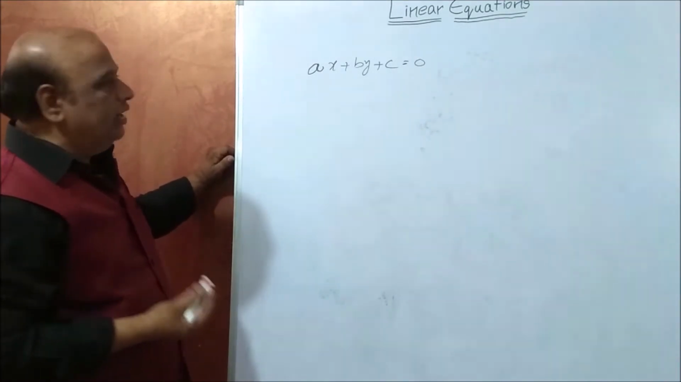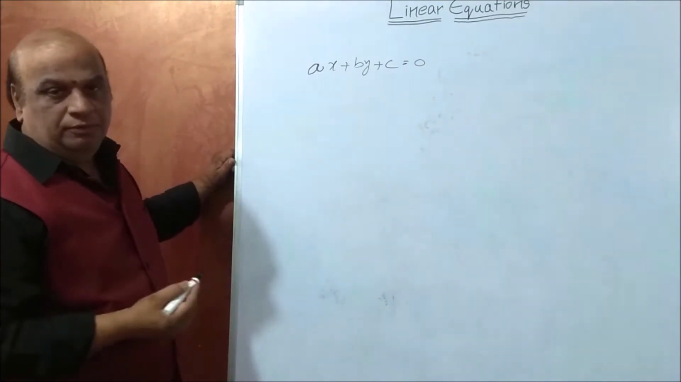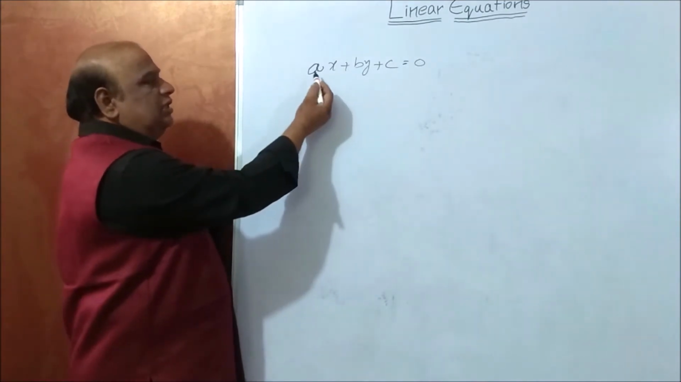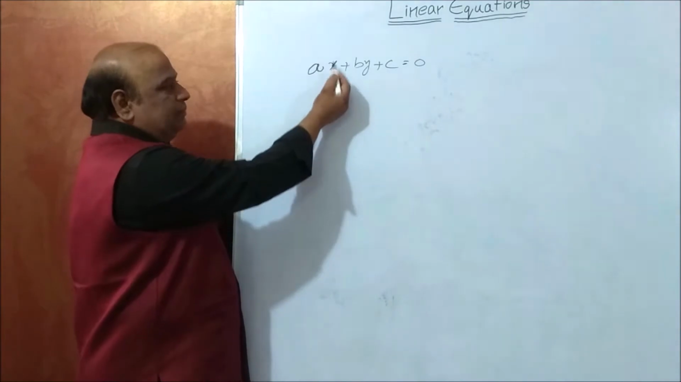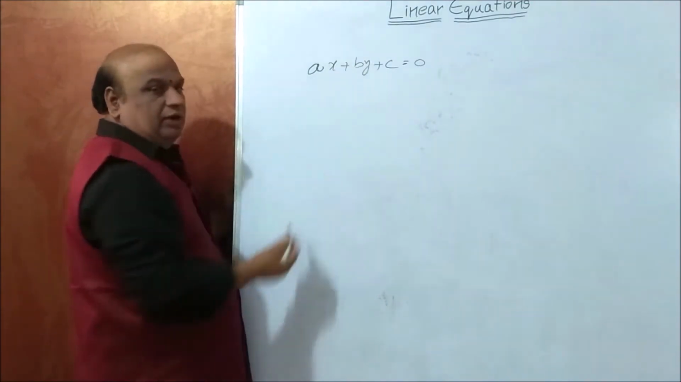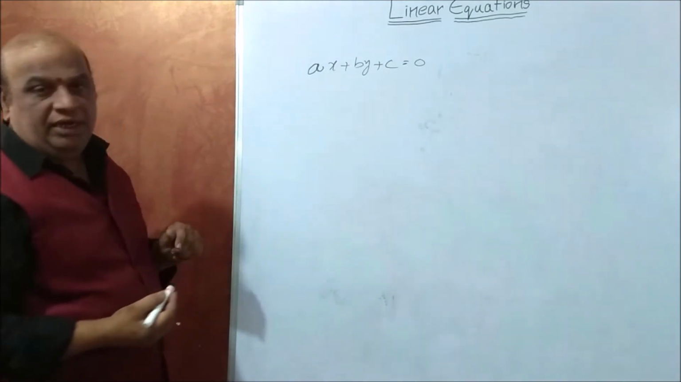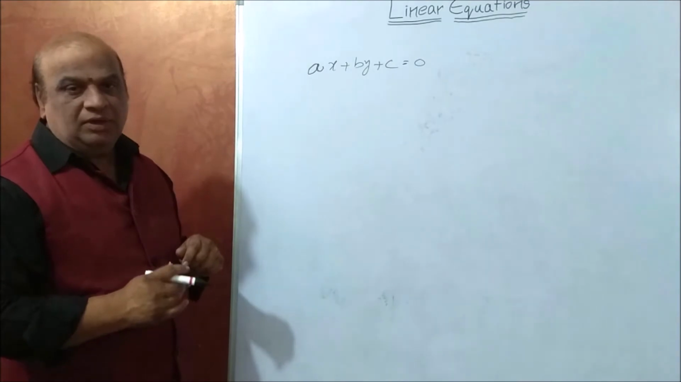The general form of a linear equation is ax plus by plus c is equal to 0. And this is a first degree equation. X power is 1, y power is 1. So it is totally a first degree equation, and this is the general form of a linear equation.